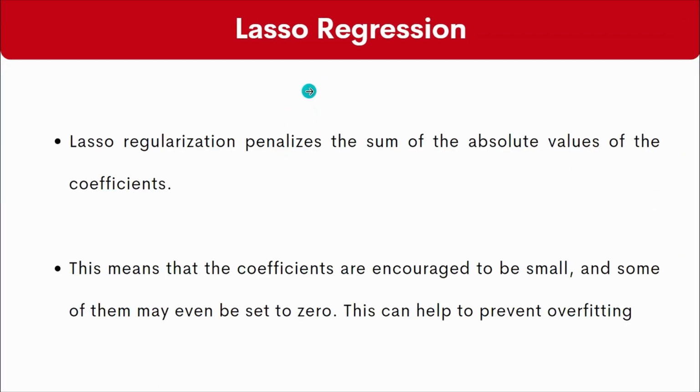Talking about the next regularization, which is lasso, this penalizes the sum of the absolute values of the coefficients. Based on the coefficient values, their absolute value is taken. This means that the coefficients are encouraged to be small, and some of them may even be set to 0, and this helps to prevent overfitting.